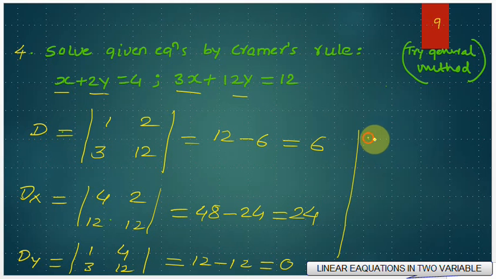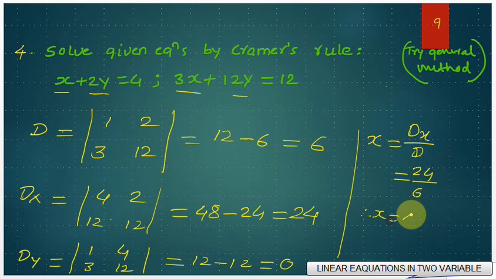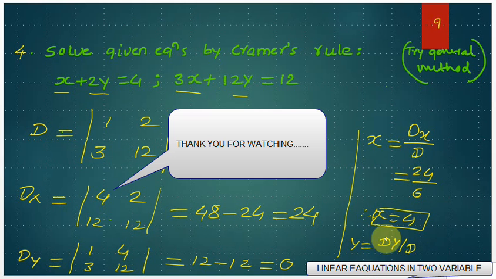Now what are the values of x and y? x is equal to Dx upon D. What is the value of Dx? Dx is equal to 24 and D is 6. So therefore x is equal to 4. And y is equal to Dy upon D. But Dy is 0, so 0 upon something is equal to 0. So the solution is (x, y) = (4, 0).